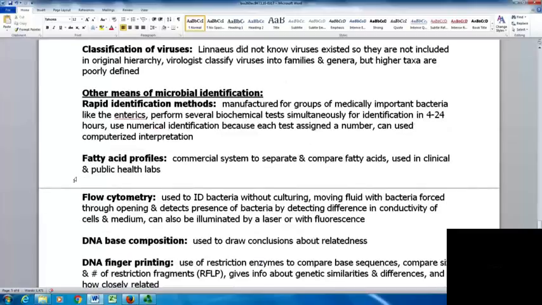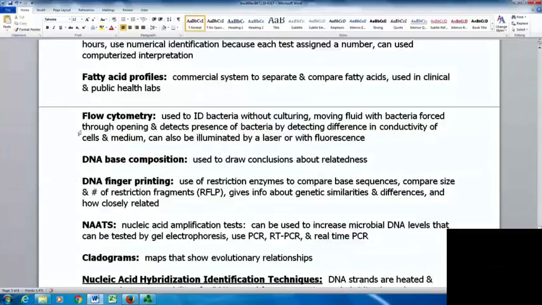Fatty acid profiles are another way of identifying organisms. These are commercial systems that will separate and compare the fatty acids. These can be used in clinical and public health labs. Flow cytometry allows us to identify bacteria without culturing. Here, a moving fluid with the bacteria is forced through an opening, and the presence of the bacteria is detected by a difference in the conductivity of the cells in the medium. These can also be illuminated by a laser or with fluorescence.